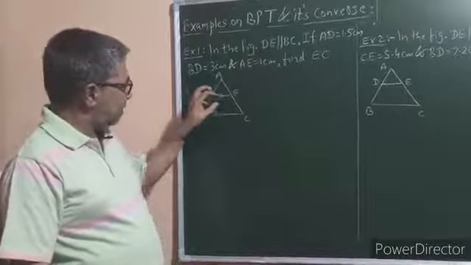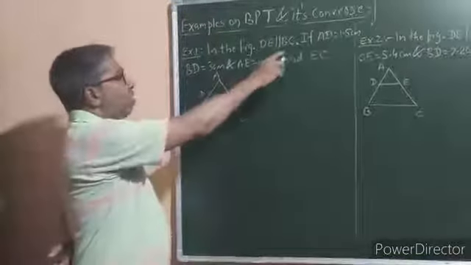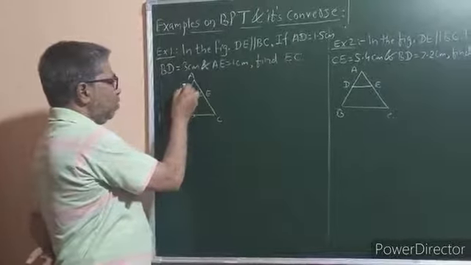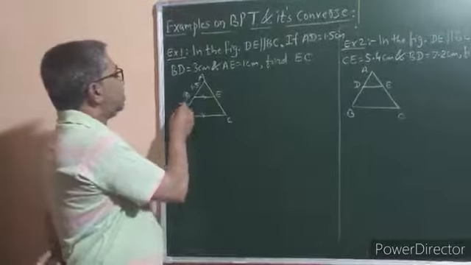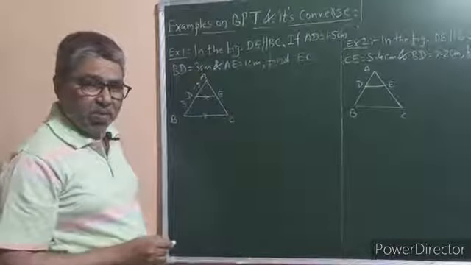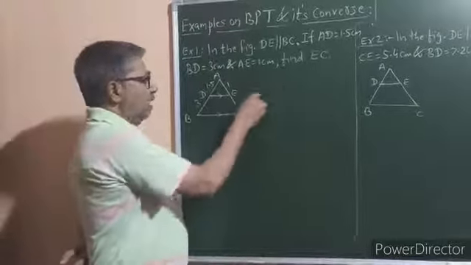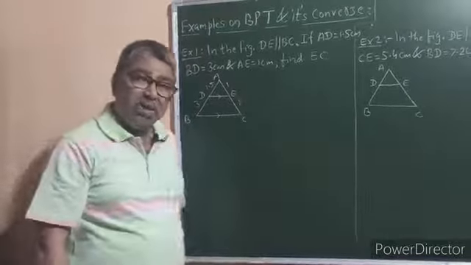Now let us write the dimensions of these line segments. AD is 1.5, write 1.5 here. BD is 3 centimeter, mention 3 centimeter on BD. The length of AE is 1, write 1, and EC is asked, means put a question mark on EC.